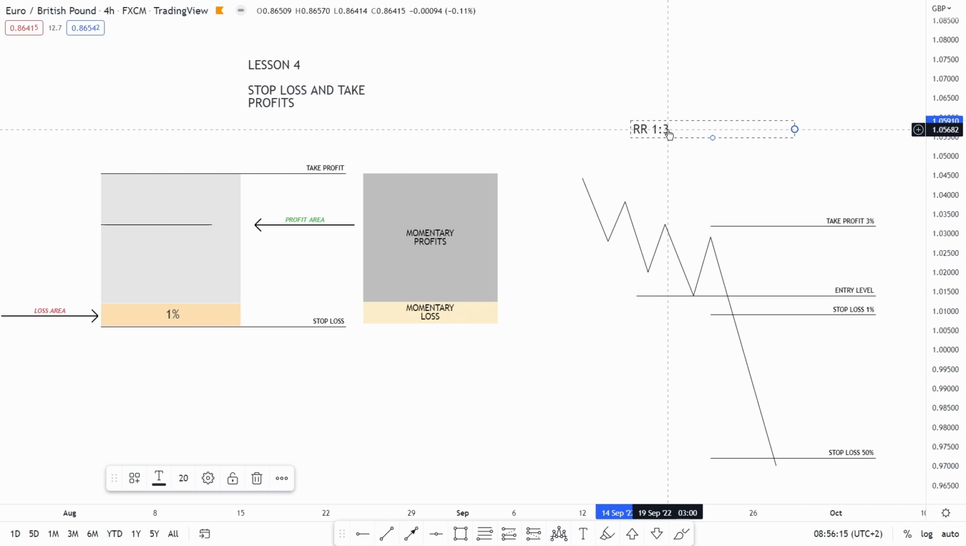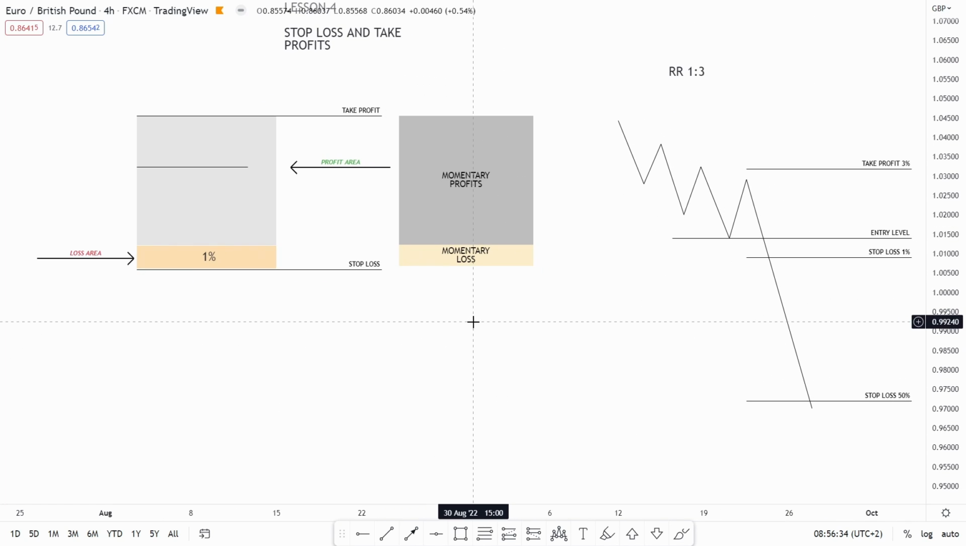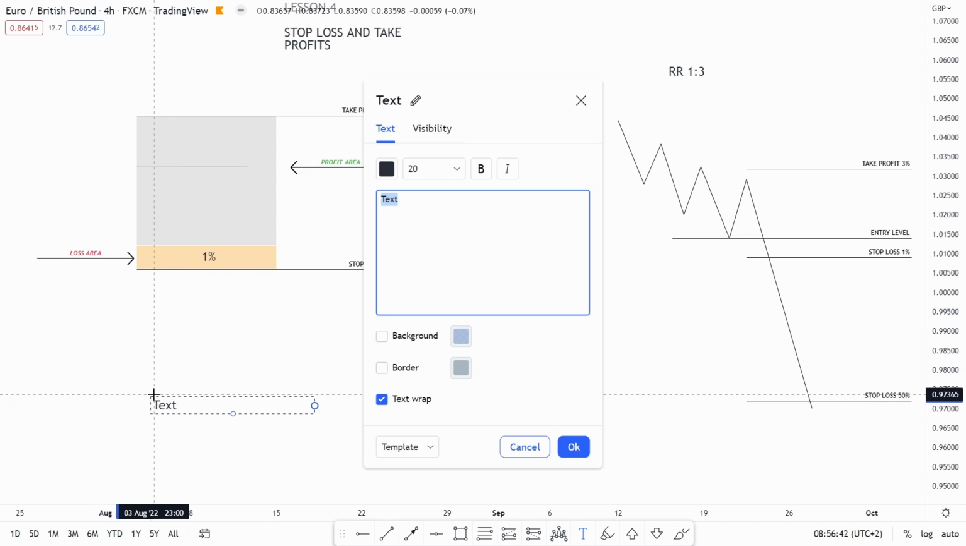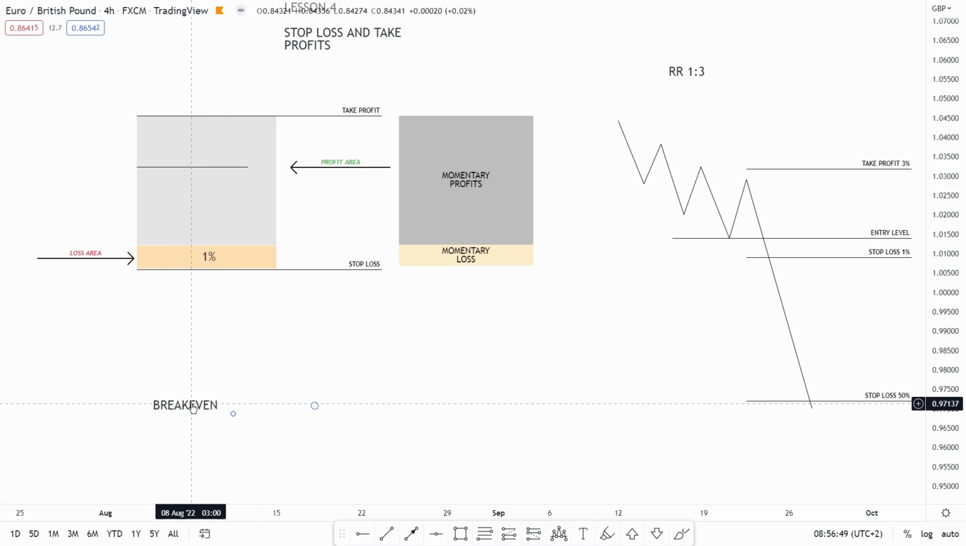I think it might be clear till now. So these are two of the most important tools we can use for trading. But there is another one which is as important as the stop loss. Well, it's still a stop loss, more or less, but it's called break-even. As you may understand, it means essentially losing nothing.